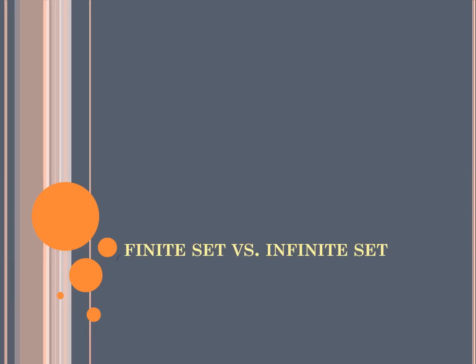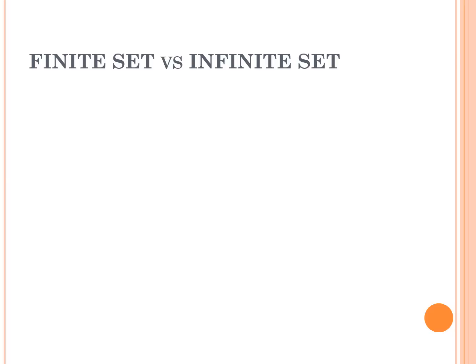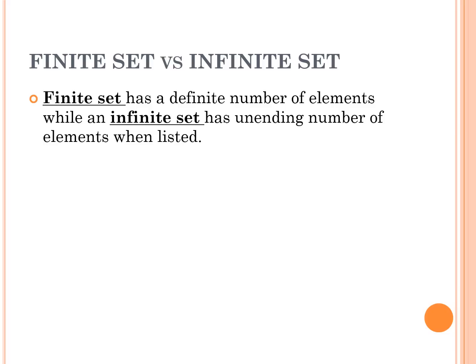The next part is the difference between finite and infinite set. I have discussed some of this in the previous example. Anyway, here are the definitions of the two. A finite set has a definite number of elements. When you say definite, it has a limited number of elements, or it is countable. Okay, we can count it. While an infinite set has an unending number of elements when listed. Unending means that even if you write all of its elements, it has no end. Okay, that is an infinite set.